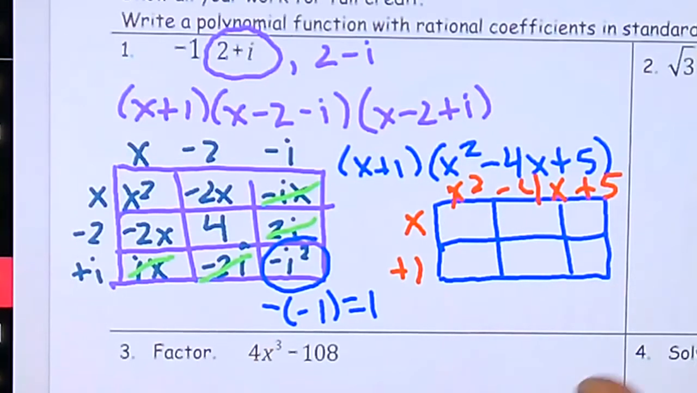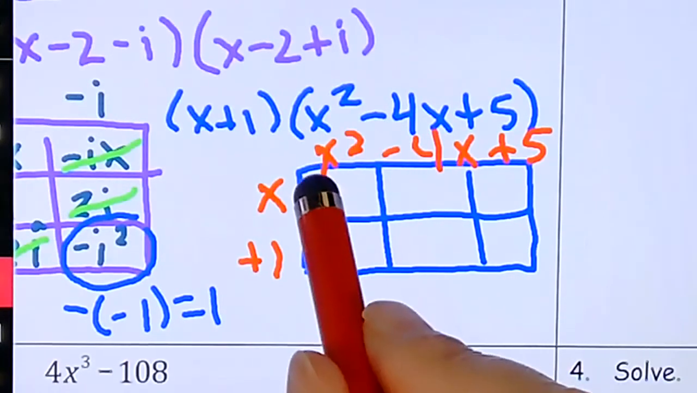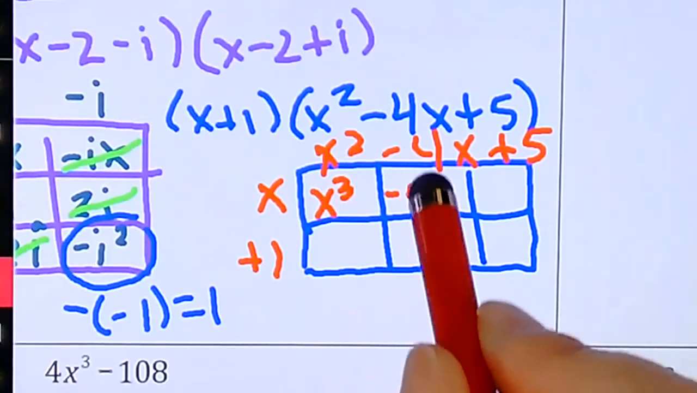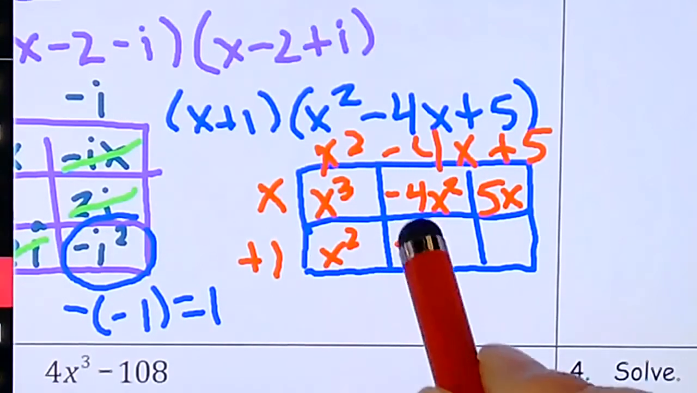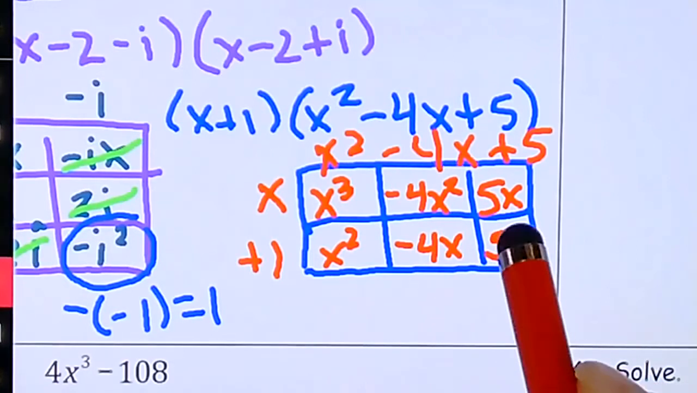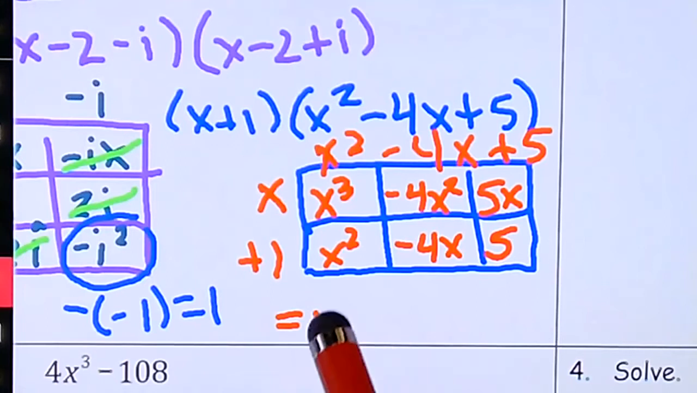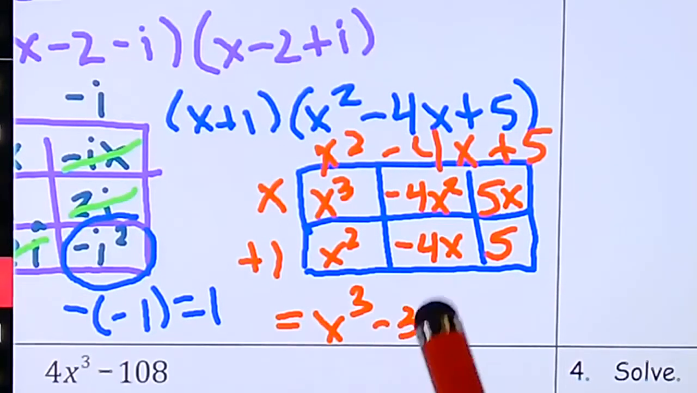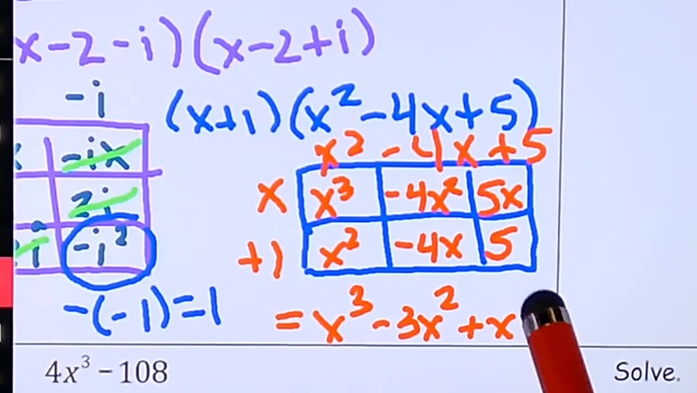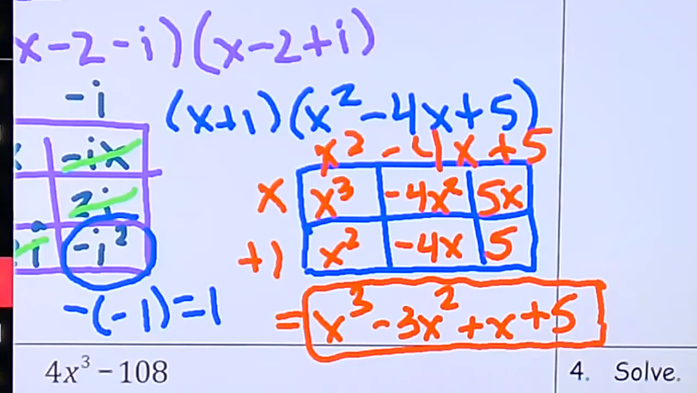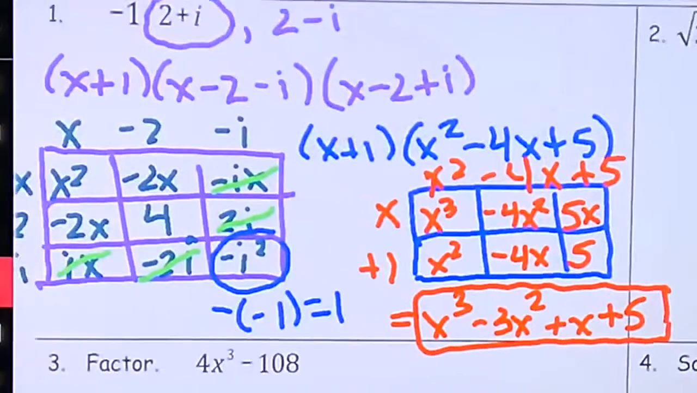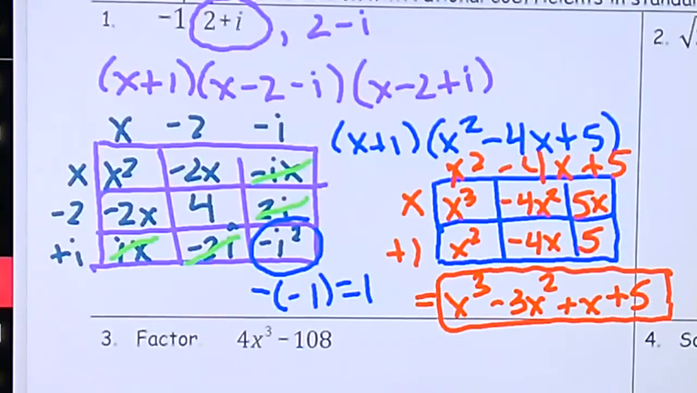I'm going to just zoom in on this part right now so I can write a little better. So this will be an x to the third minus 4x squared plus 5x. This is an x squared minus 4x plus 5. And then I'm going to combine all like terms. I get x to the third minus 3x squared plus x plus 5, and that is my answer in standard form. Okay. Number 2.